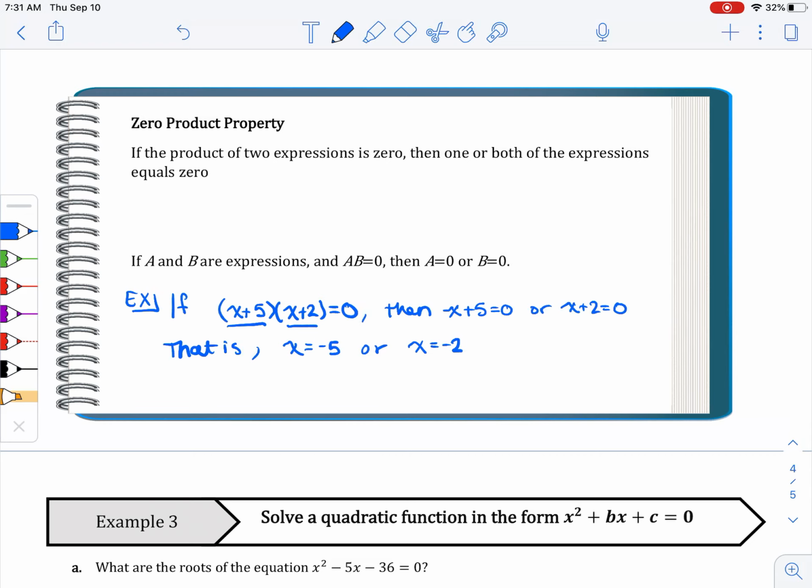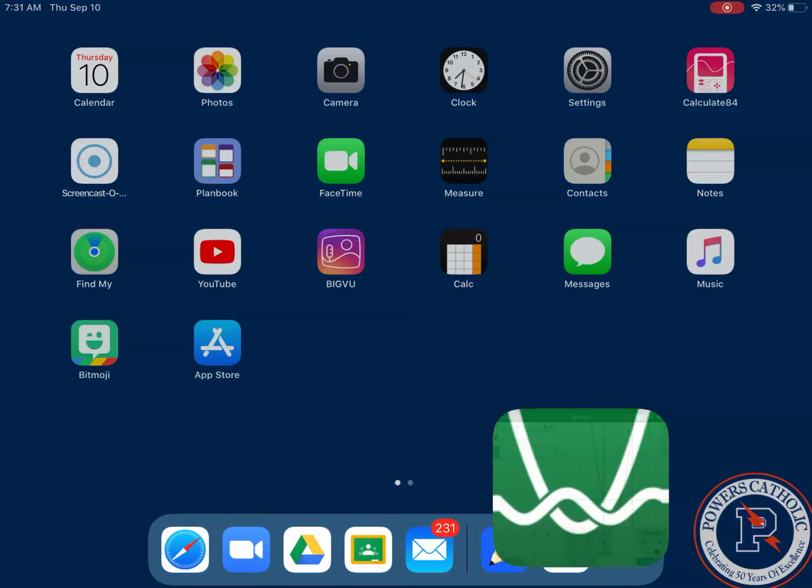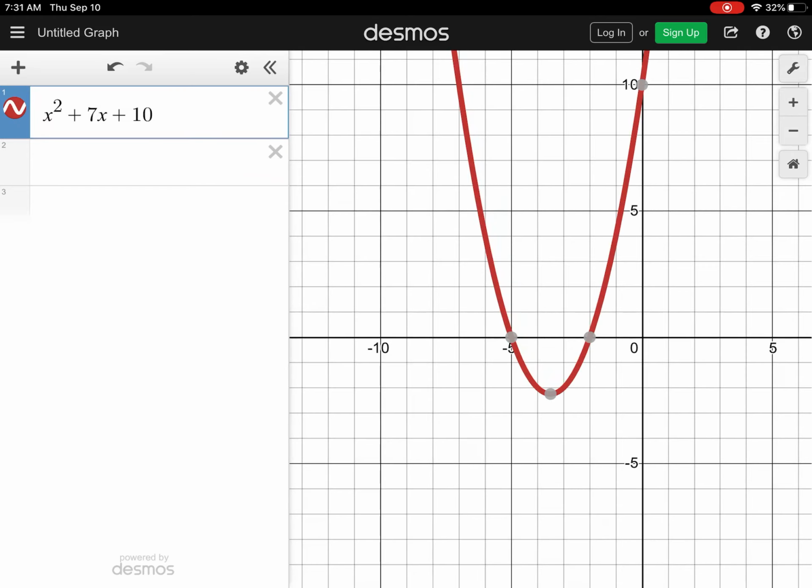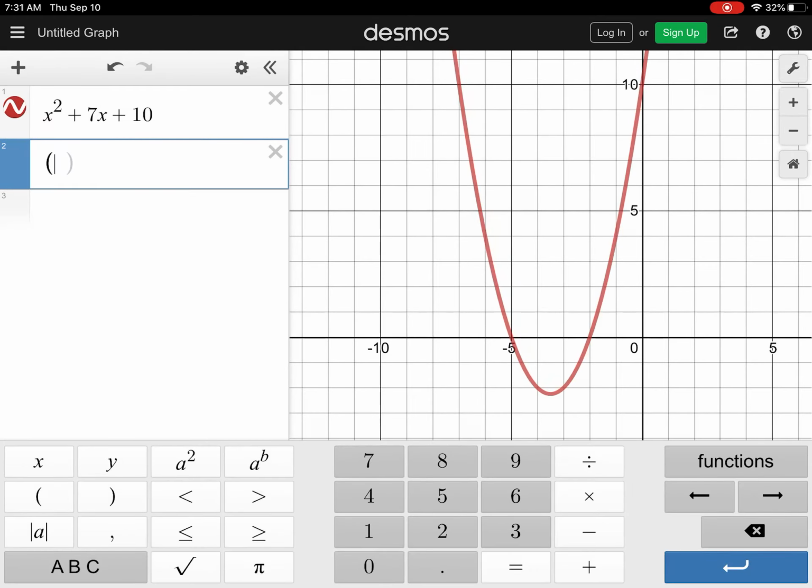So let's take a look in Desmos, just as a reminder. That function we just looked at, (x + 5)(x + 2), in standard form is x squared + 7x + 10, right? But we factored it so that we could more easily see our solutions. We factored it to (x + 5)(x + 2). And notice, sure enough, that's the exact same function.